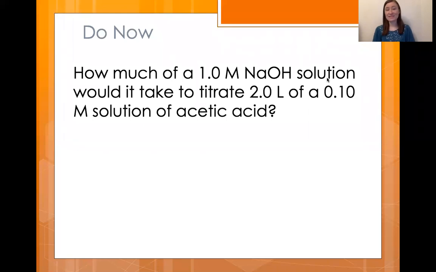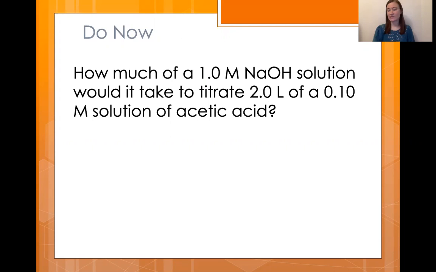Okay, so this is a titration question, meaning that we're reacting an acid with a base. So we've got 2 liters of a 0.1 molar solution of acetic acid, and that's reacting with a 1 molar sodium hydroxide solution. And we want to know the volume of that.